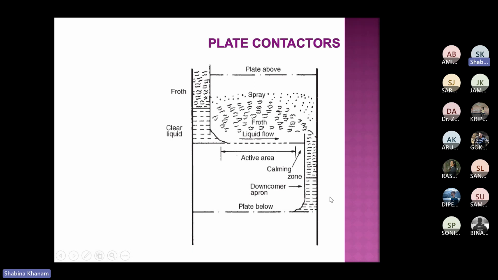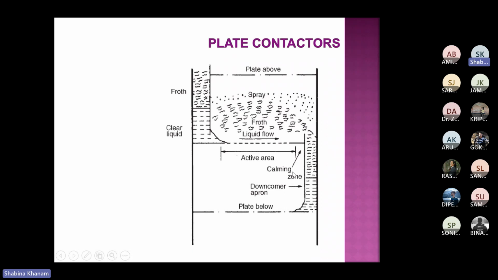Active area is the area between two downcomers, from inlet downcomer to exit weir. Inlet downcomer to exit weir. I hope you are getting it. So this is nothing but the active area. Here the active area is basically shown from here to here, but actually it is between the inlet downcomer and the outlet weir. From here to here it should be.